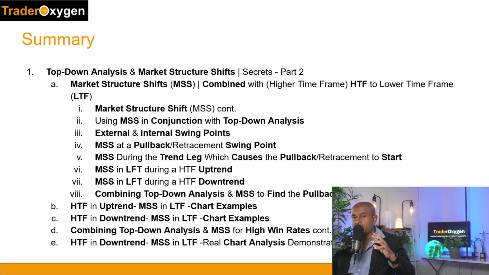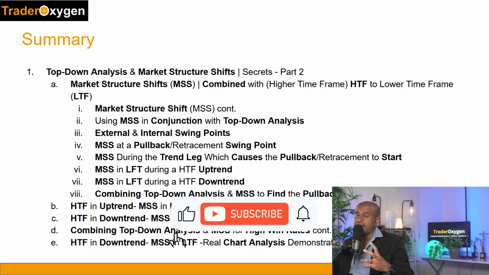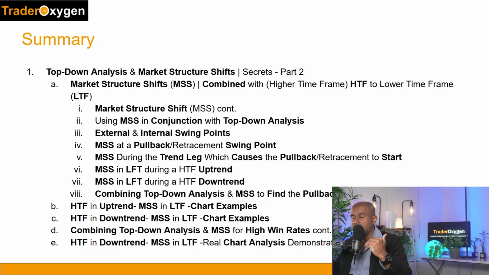So this is a summary of what we discussed in this section. We discussed top-down analysis combined with market structure shifts and internal and external swing points, and looking at the higher time frame to frame the trade direction, and then going into lower time frame and figuring out internal swing points, and then using the internal swing points to figure out the market structure shifts, and then to decide where to buy or sell and how to increase the winning probability.